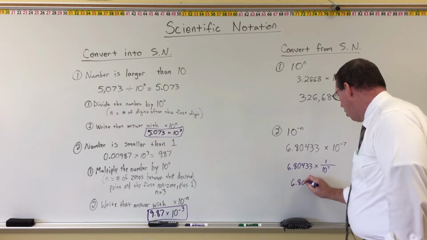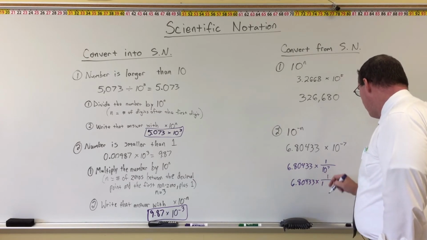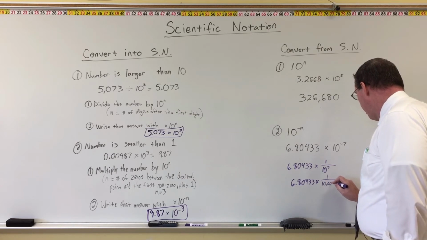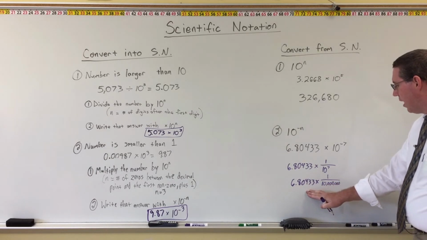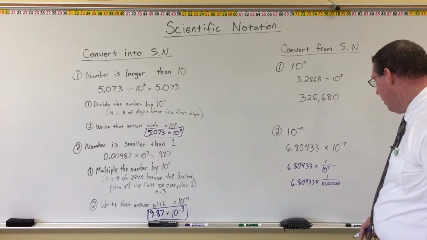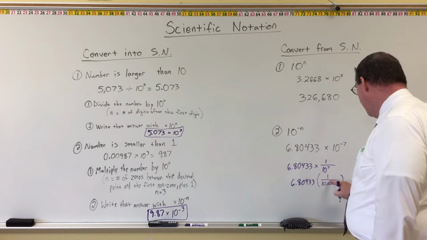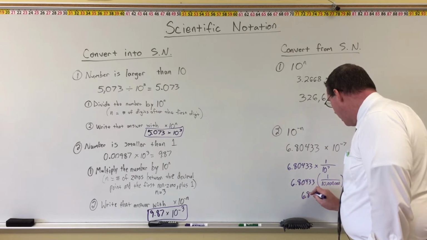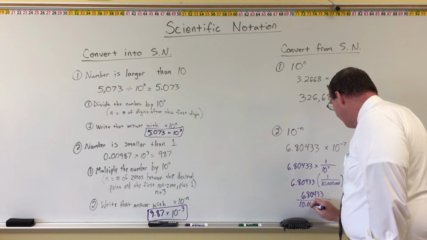So what we really have is 6.80433 times 1 over, and this is basically a 1 with 7 zeros. So there's 1, 0, 2, 3, 4, 5, 6, 7. So it's basically 6.80433 times 1/10,000,000th, okay? And if you were to work this out algebraically, if we put parentheses to indicate multiplication, this would go into the numerator. What you'd really have is 6.80433 divided by 10 million.